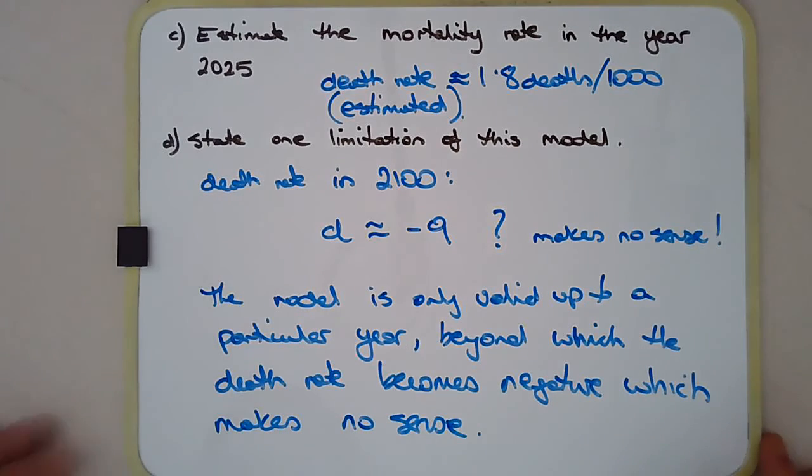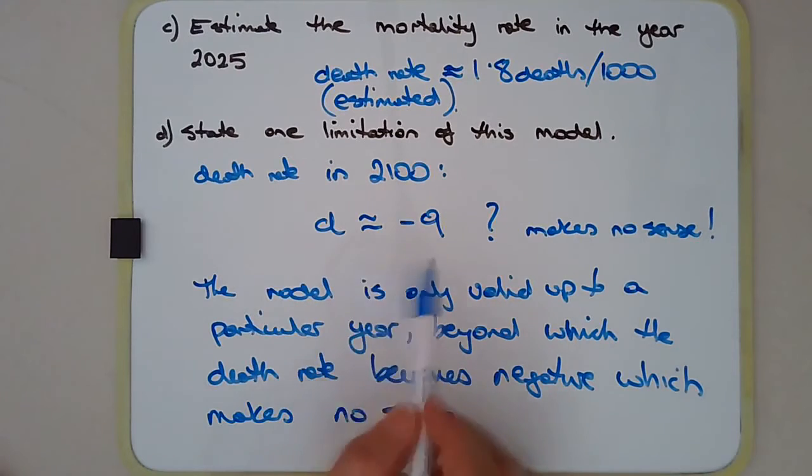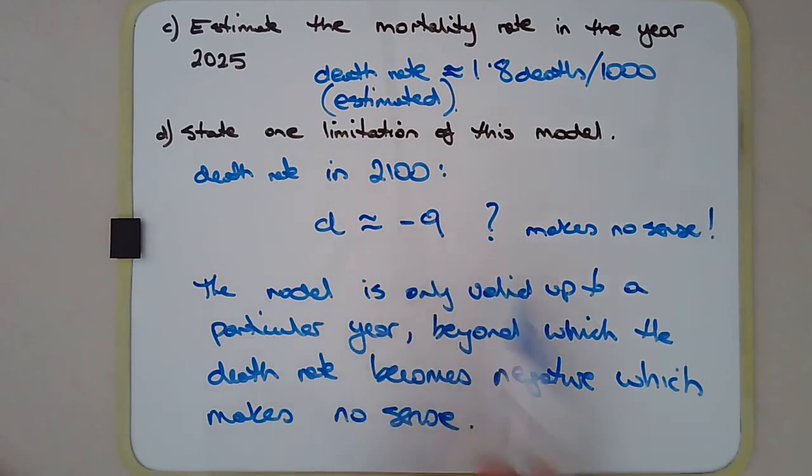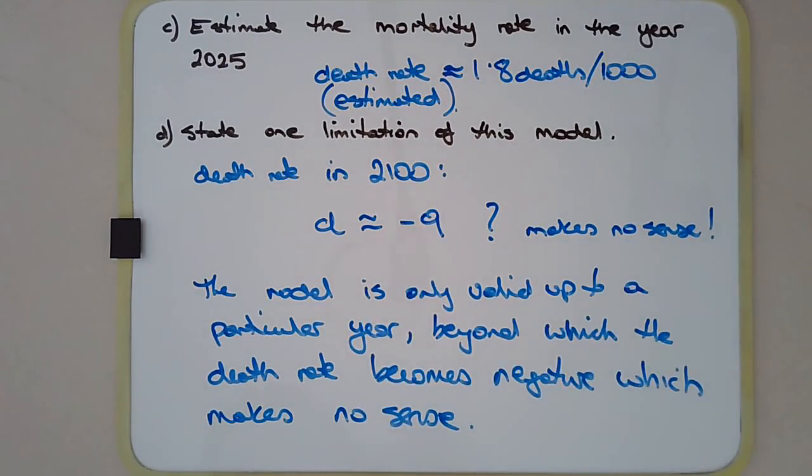You could word it any which way, it doesn't really matter. But as long as you can show that there's a particular year where, or at a particular point, the death rate makes no sense whatsoever. So we can say that the model really is only valid up to a particular year and no further. Okay, I could ask at what year potentially it's not valid, but at this point, I think it's good enough just to state that up to a particular year and beyond, the death rates make no sense at all.